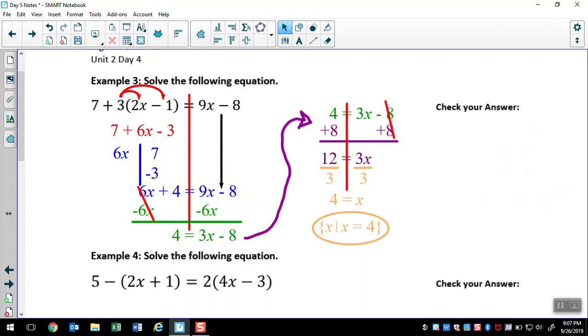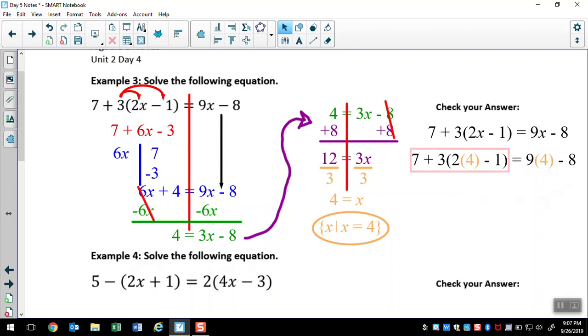All right, now let's go ahead and check our answer. So we're going to take the original equation and we're going to write that out. And then every place we see an x, we're going to substitute in 4. So it'll look like this.